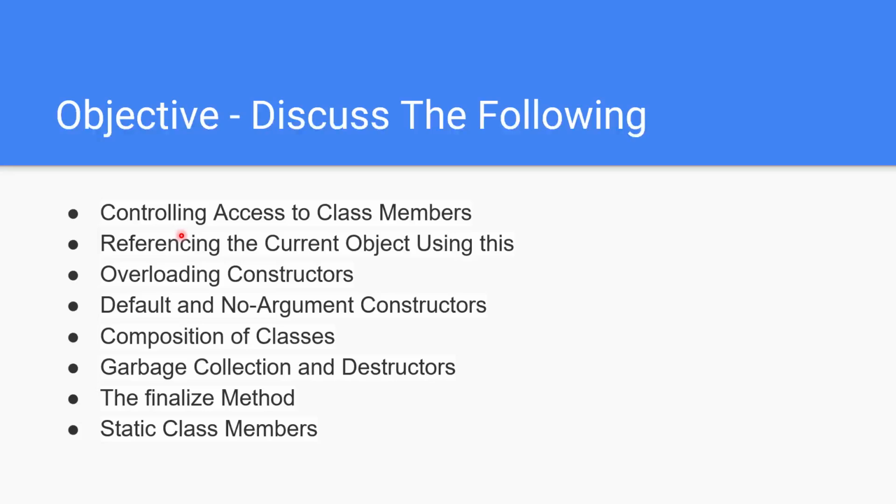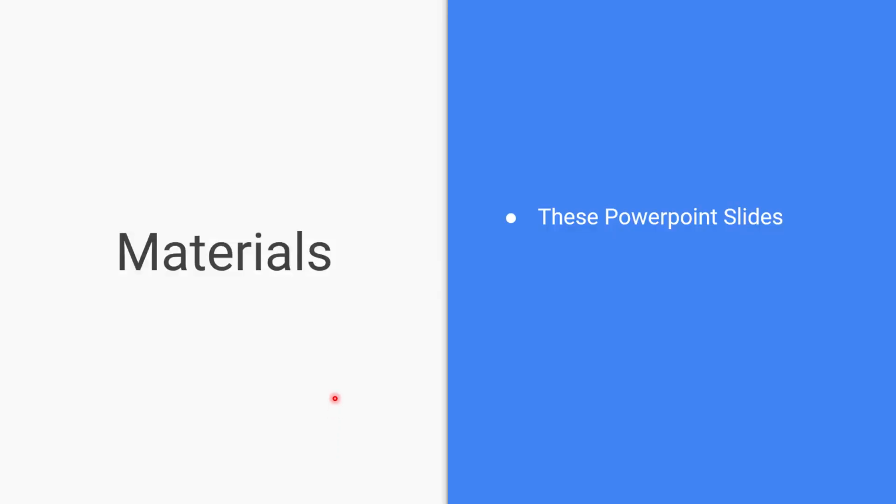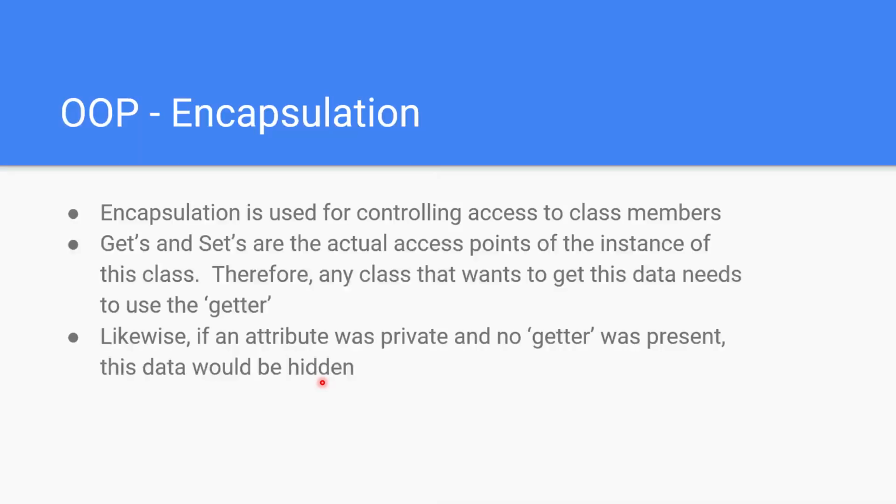Our objective here, we're going to talk about controlling access to members of a class. And then we're going to talk about referencing the current object, overloading constructors. We'll take a deeper look into that. Default and no argument constructors, composition of classes, garbage collection and destructors, a finalize method, and static class members. The materials are just these PowerPoint slides and possibly some lab reference material.